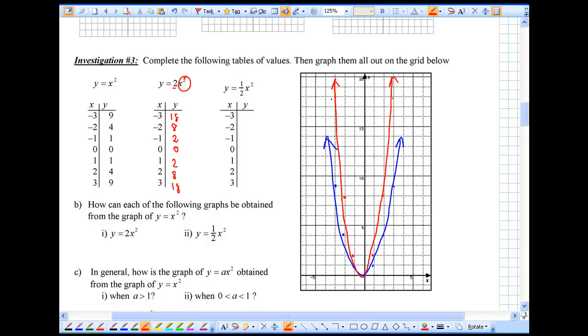Lovely. Do the same thing for the half. Negative 3, all squared. Remember, we've got to do that first. 9 times a half is 4 and a half.